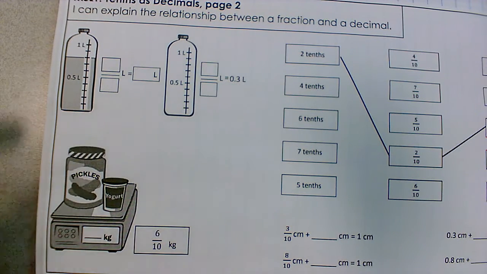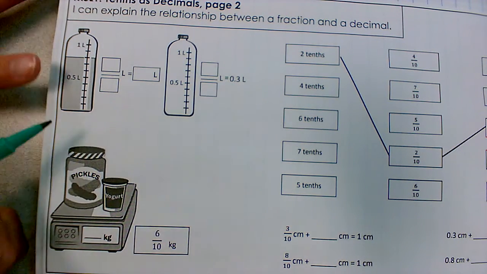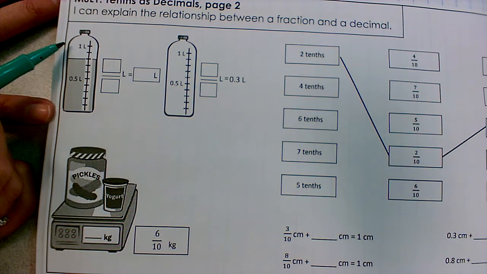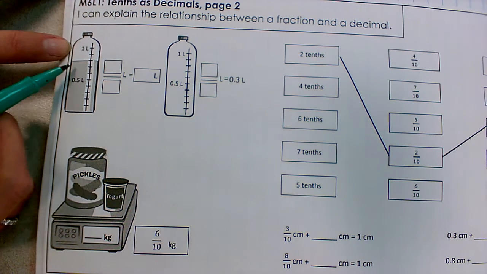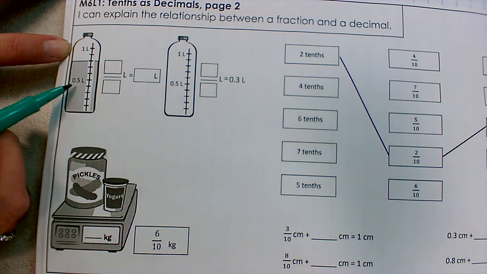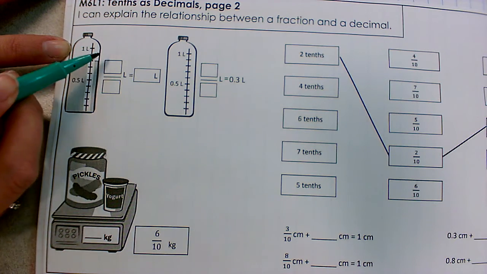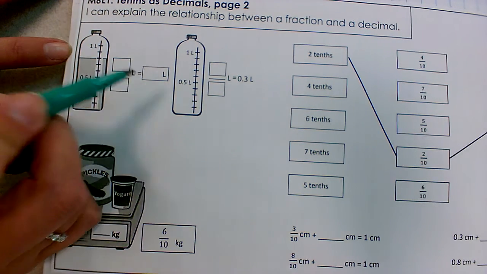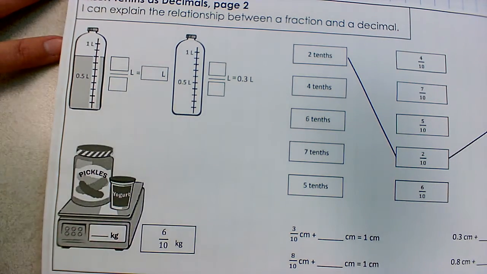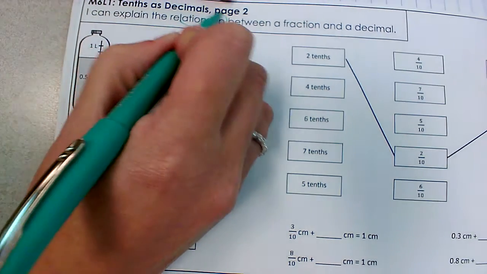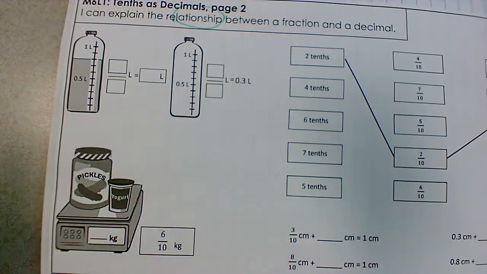And so I'm going to look at these pictures, and what is happening is I can see that I have a bottle here, and I have 1 liter, and then there's parts, and I have a decimal labeled here, but I want to know if I were to write that in a fraction form and a decimal form, so I can compare that relationship between my fraction and a decimal.